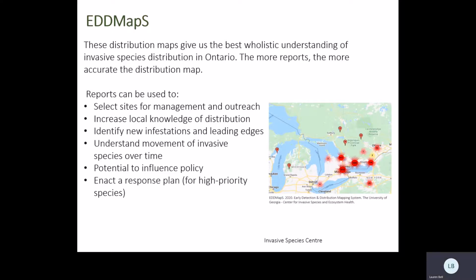There are many different ways that EDMAPS reports are utilized. Reports can be used to select sites for management and outreach, increasing local knowledge and distribution, identifying new infestations and leading edges, understanding movement of invasive species over time. It has the potential to influence policy and even enact a response plan for those high priority species, such as new species introductions into Canada.